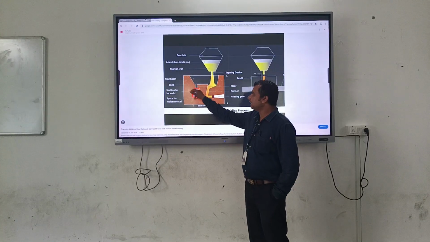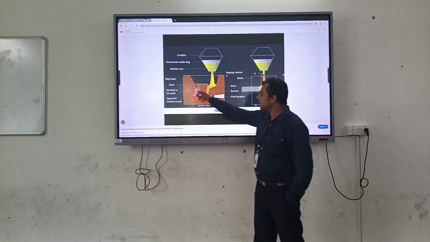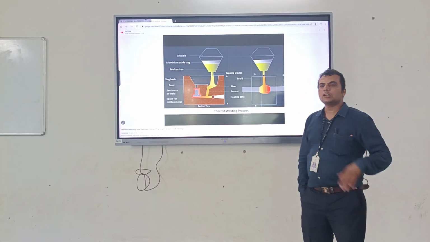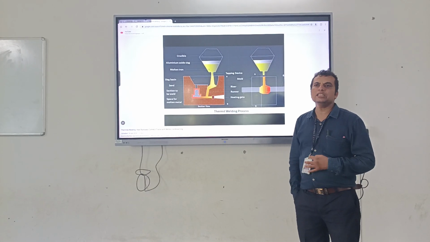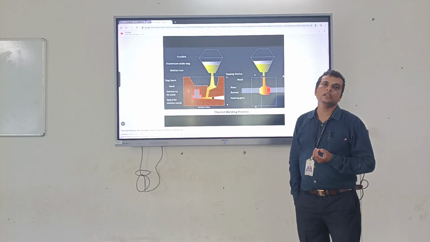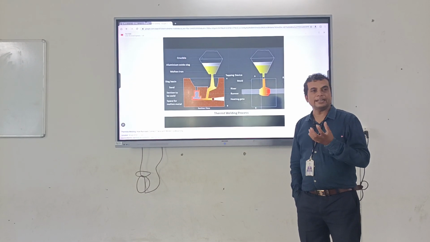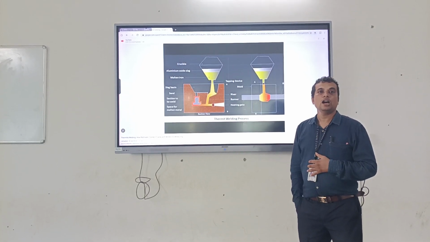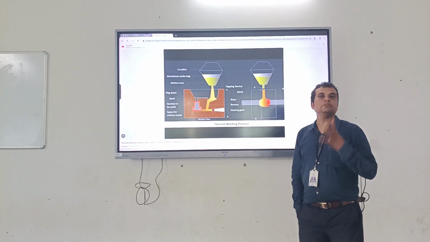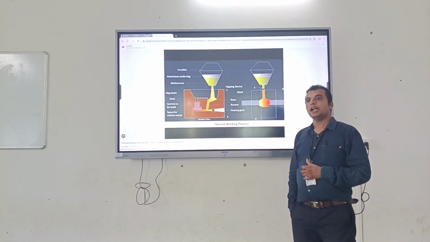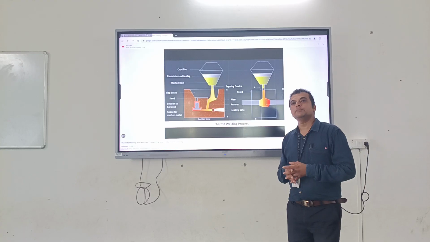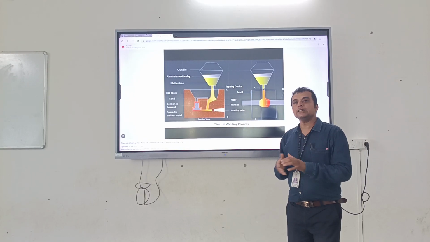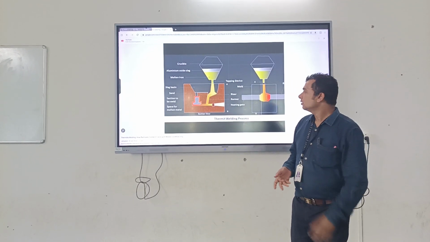All these contents are mentioned. The sand used is silica sand plus bentonite powder, water, clay, fine wooden particles, and coal dust. All these components are used in some percentage, combined with each other and mixed properly so that the required sand is prepared.